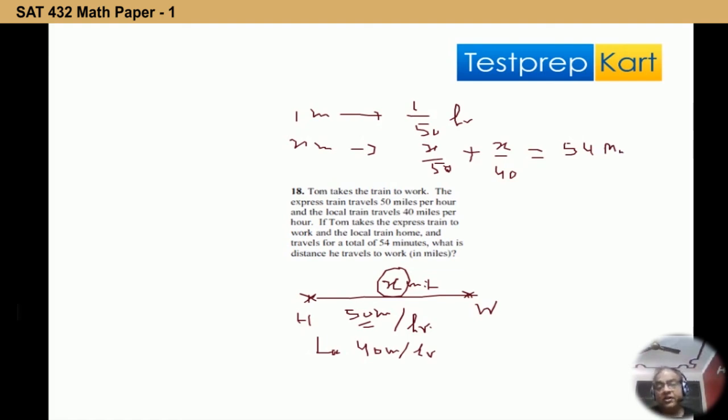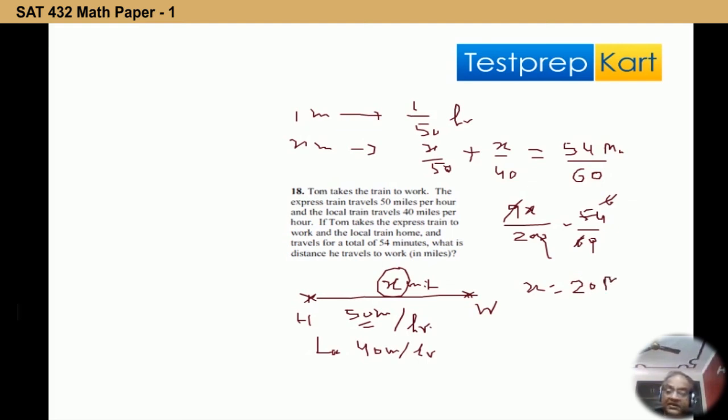In terms of hours, 54 minutes can be converted as 54 by 60. So I can write that 200 is the LCM. So 4 plus 5, 9x by 200 is equal to 54 by 60. Okay, so 0 you can cancel, and 6 also can cancel, so x is equal to 20 miles. So what is the answer? 20 miles.